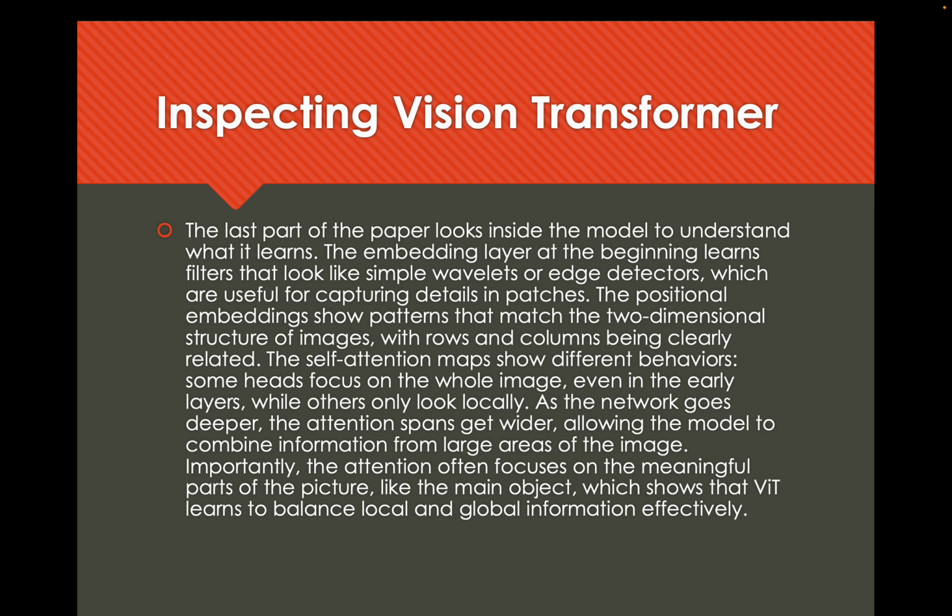Some heads focus on the whole image, even in the early layers, while others look locally. As the network goes deeper, the attention span gets wider, allowing the model to combine information from larger areas of the image. Importantly, the attention often focuses on the meaningful parts of the picture, like the main object, which shows ViT learns to balance local and global information effectively.